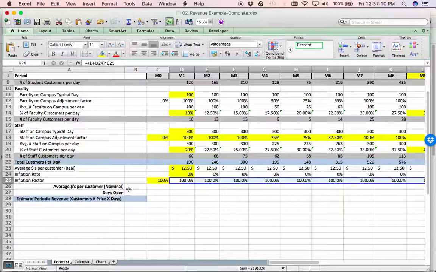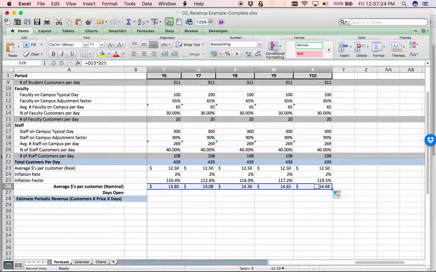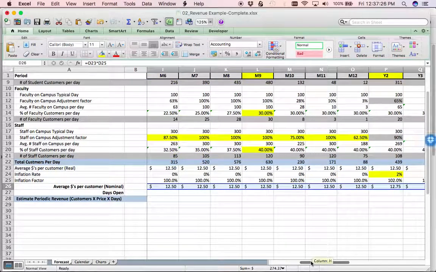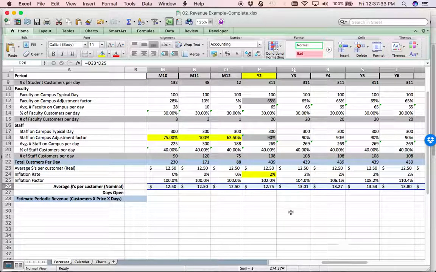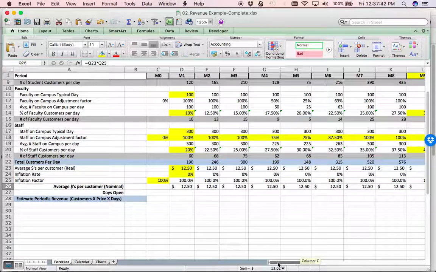And then what you want to do is to know what the nominal price is, and that is equal to whatever the real price is times whatever the inflation factor is. So it's going to stay at $12.50 all the way through the first year. All right, kind of broken down here. And by year 2, it's going to go to $12.75. Year 3, it will go to $13.27, $13.53. So that's just the impact of inflation on this. And whenever you do modeling, you always want to make sure you account for that.